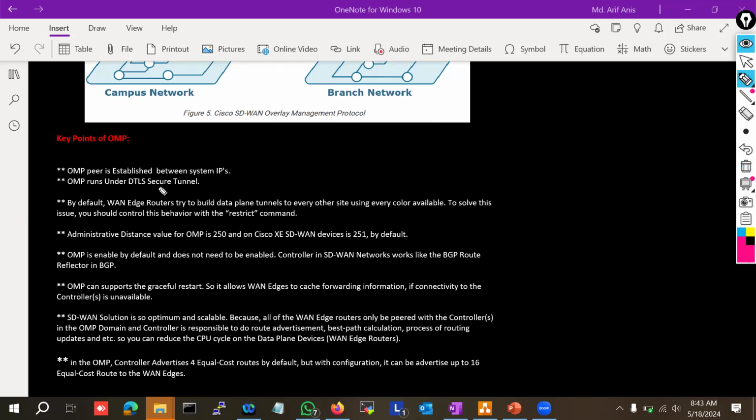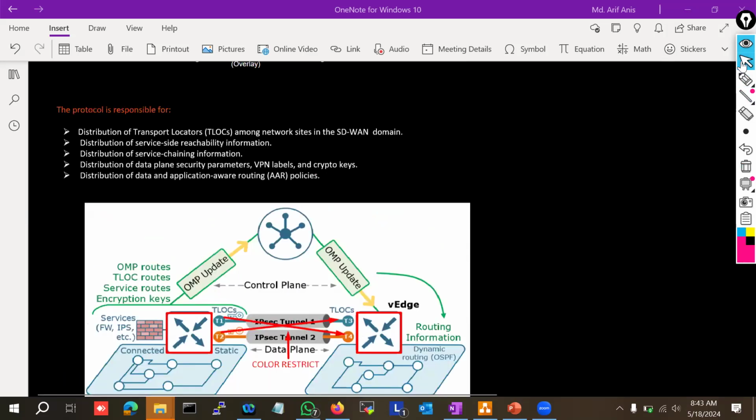Again, OMP runs under the DTLS secure tunnel, so OMP will not run on the MPLS transport directly. On the transport, it will first form the DTLS connections, DTLS tunnels, and under this DTLS tunnel the OMP updates will traverse. DTLS tunnels are formed by default. You can change it to TLS tunnels as well, and all information will be encrypted, so it's a secure tunnel.